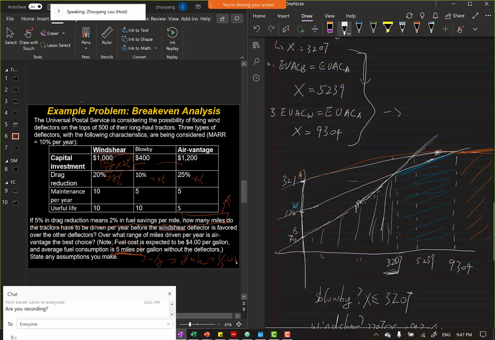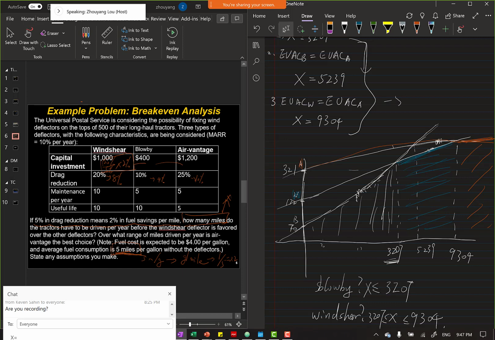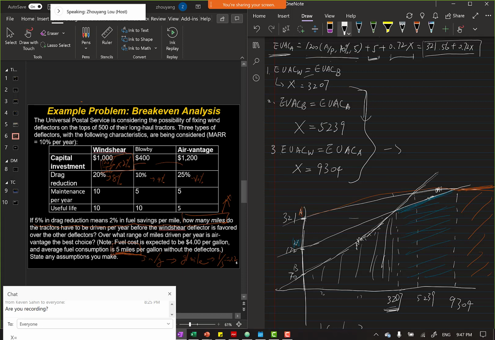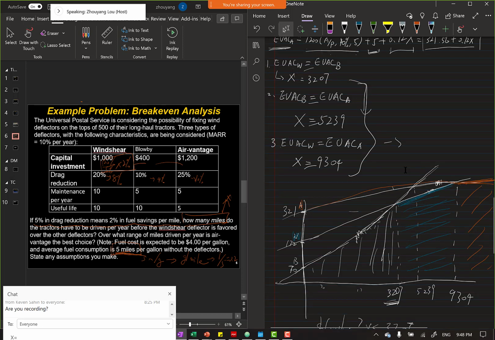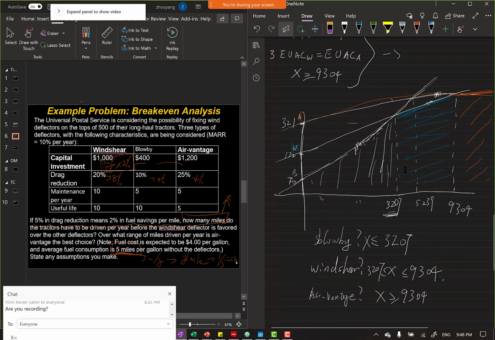Otherwise, if you don't want to draw a graph, you can just use the mathematical formulations to calculate these ranges. It's fine. You can just use inequality signs, but always notice which sign you want, so keep the consistency there. If you want to calculate the range for EUAC, for the wind shear option, always use less than or equal to the other one, either the blow by or the air advantage, and you should get a range. It's the same thing for the others, and we'll get another range for each one, and that will be the calculation part. But using a graph takes some time to draw nicely, though it makes explanations easier.